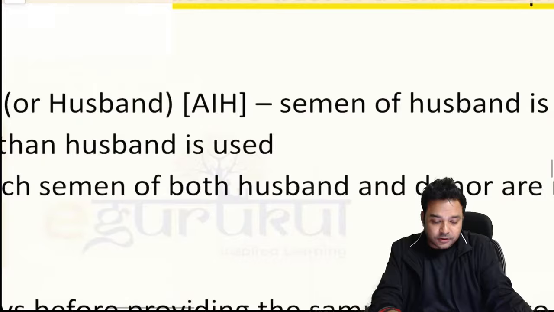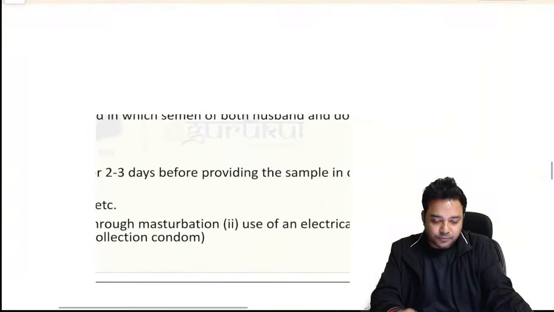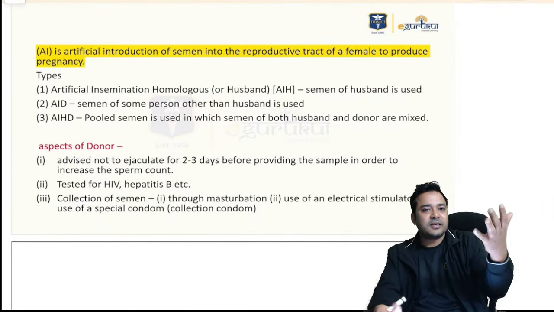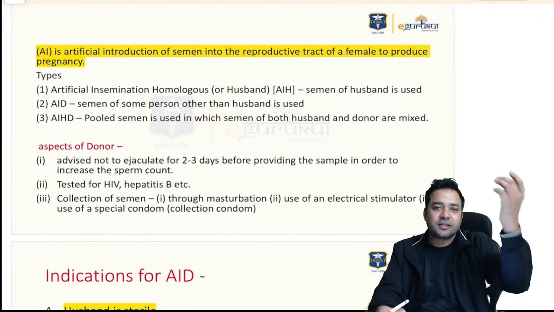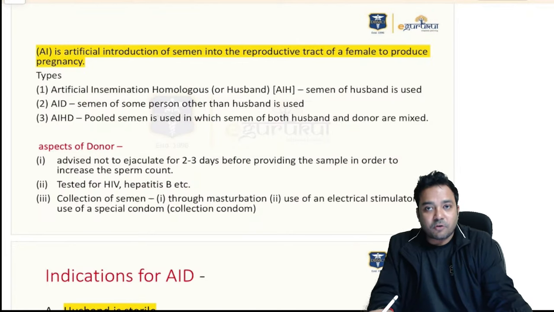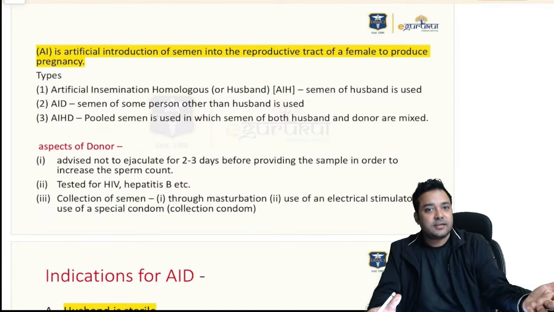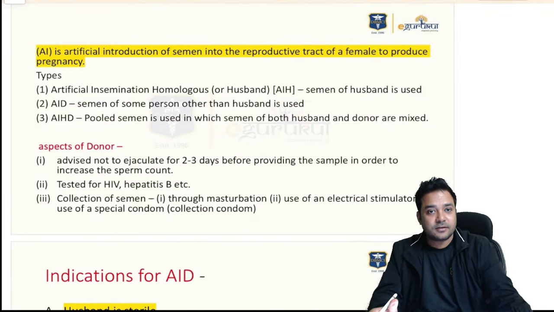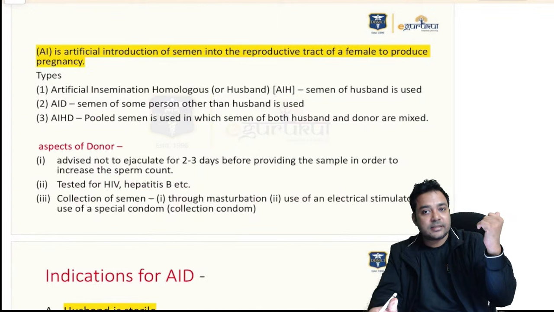How you should cover this topic. Now, we all know, and in every textbook, what is given is that artificial insemination is the artificial introduction of semen into the reproductive system of a female to produce pregnancy. And this is used for infertility cases. So what are the types of artificial insemination?